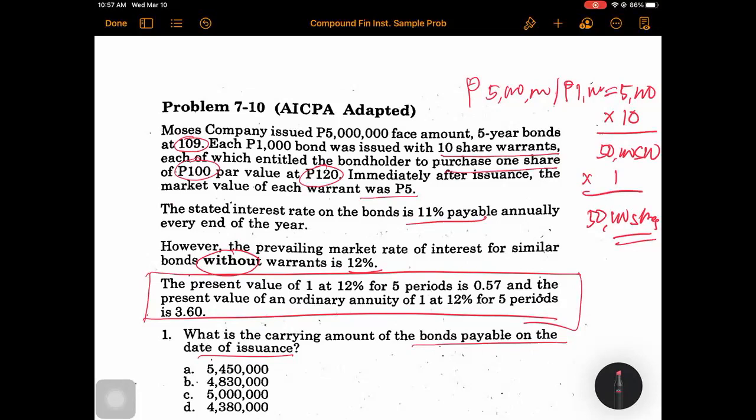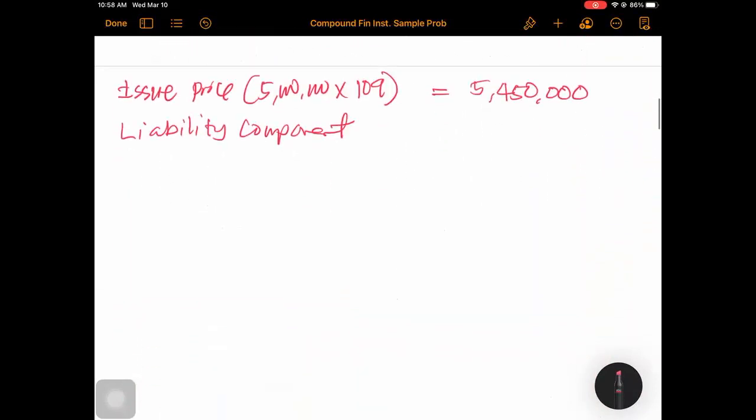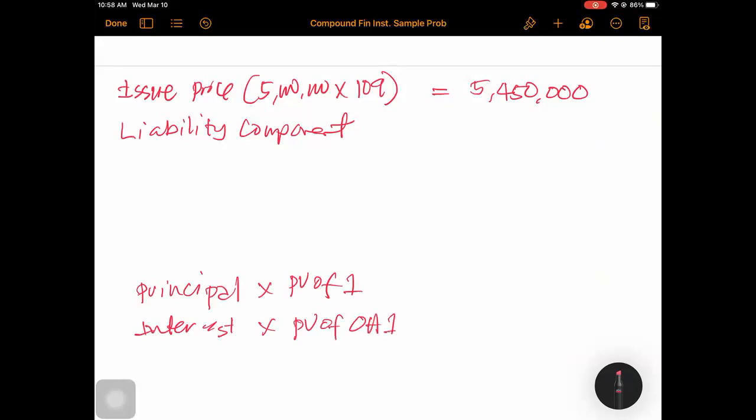Since the market value is unknown, walay gihatag dira nga the bonds without warrants or ex-warrant is 98. Kagaina na 98 gi-mention, karon walay giingon pila. So if the market value of the bonds is unknown, we compute for the present value of the bonds. So, therefore, present value. Ang gi-compute, that's principal times PV of 1, then interest times PV of ordinary annuity of 1.